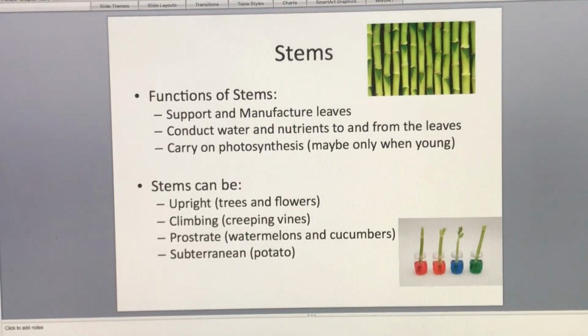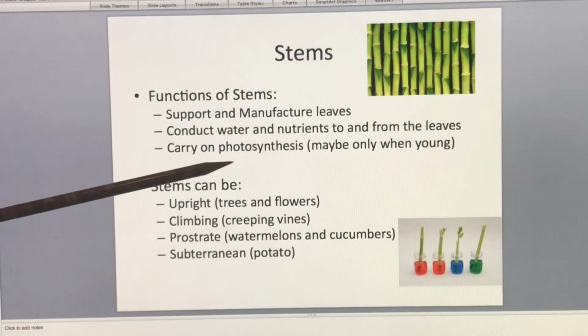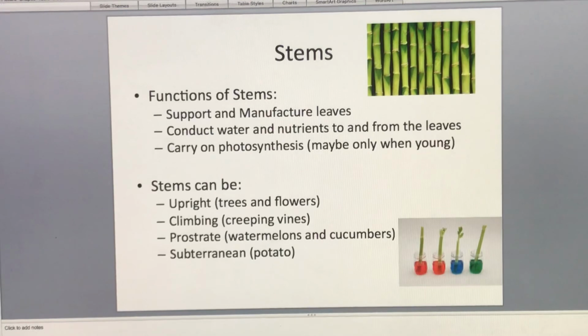All right, let's move on to stems. So we have three main functions of stems. One, they support and manufacture leaves. Two, they conduct water and nutrients to and from the leaves. And three, they have a minor role in photosynthesis, sometimes only when they're young. But nonetheless, there is a part of the stem that may be carrying on photosynthesis.